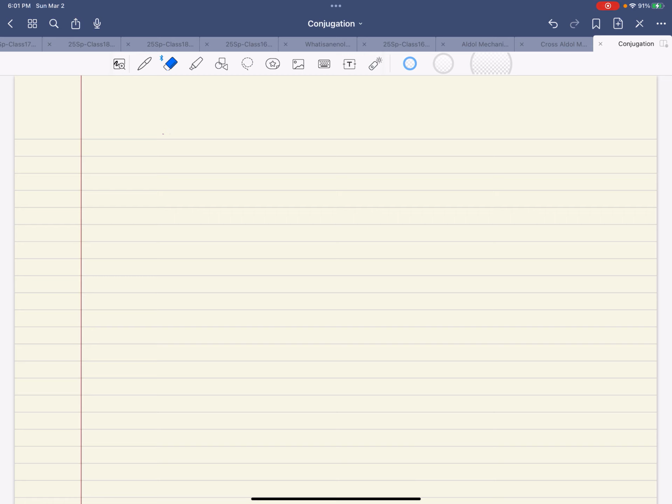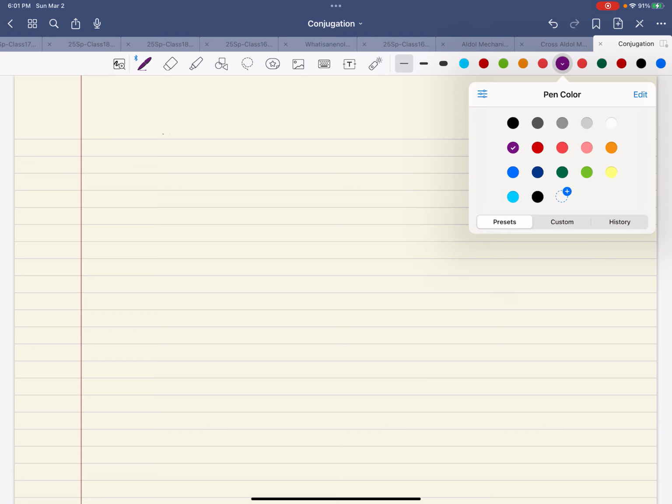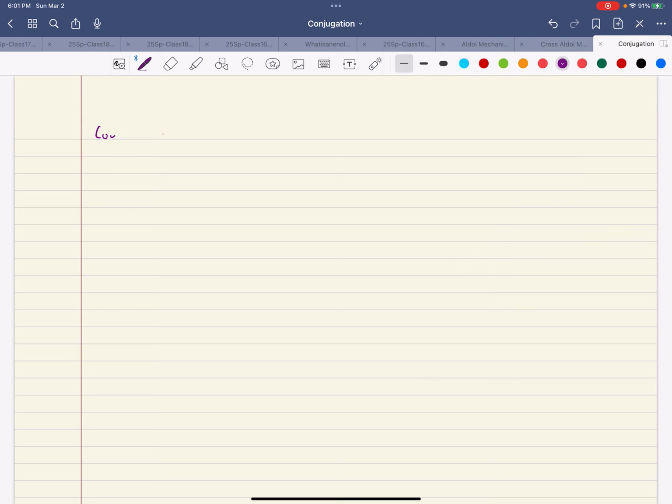Hello, I want to get some thoughts down on paper about the phenomenon of conjugation, how it is a stabilizing effect, and how we could recognize conjugated systems. And when will we make conjugated systems? When we do an aldol reaction. Conjugated systems, or just plainly conjugation.